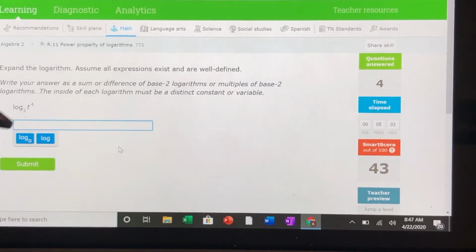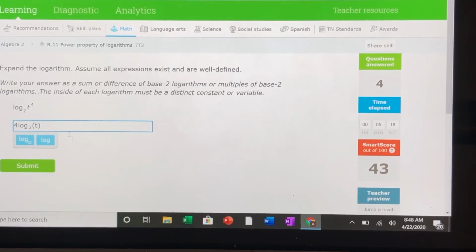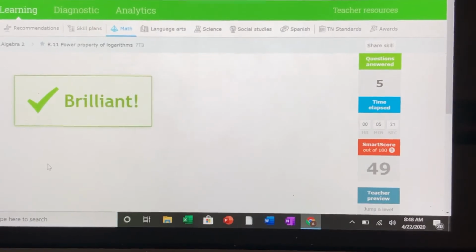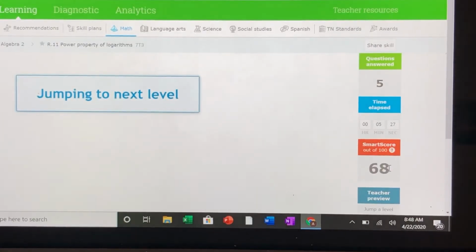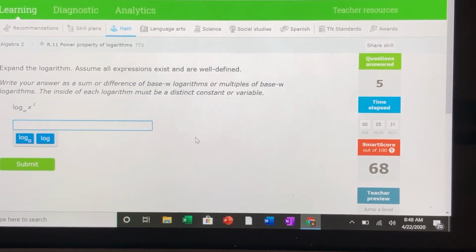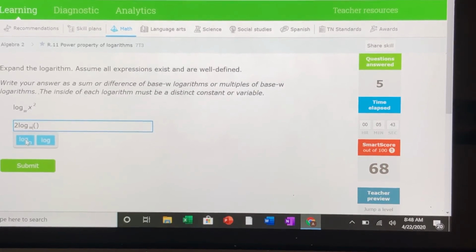Let's do another one like that. Where does that 4 belong? Well, that 4 belongs out in front. So that's 4 times, well, this is base 2. So again, I'm going to choose the one that allows me to type in a base. So this is base 2, and then a t goes in there for the argument, so that's it. Now we want to get up to 80%. Let's jump up another level and see if they can make these problems any more difficult before we're done here. Now we're up to 68. Well, it doesn't appear they can make these problems any more difficult because these are just like the ones we did before. Log base w of x to the second, that 2 right there belongs out front. So 2 times the log base w of x.